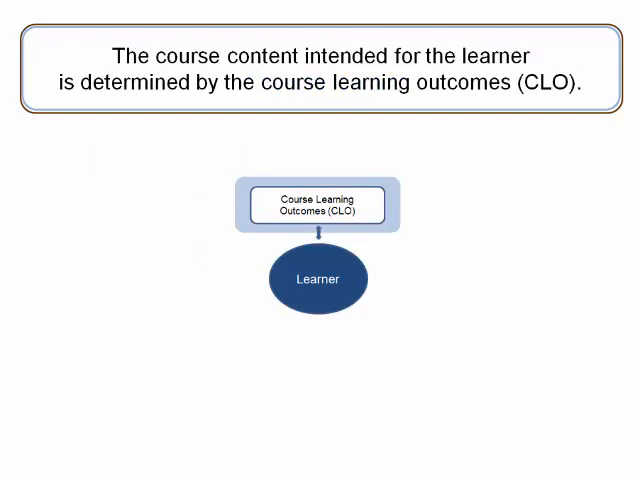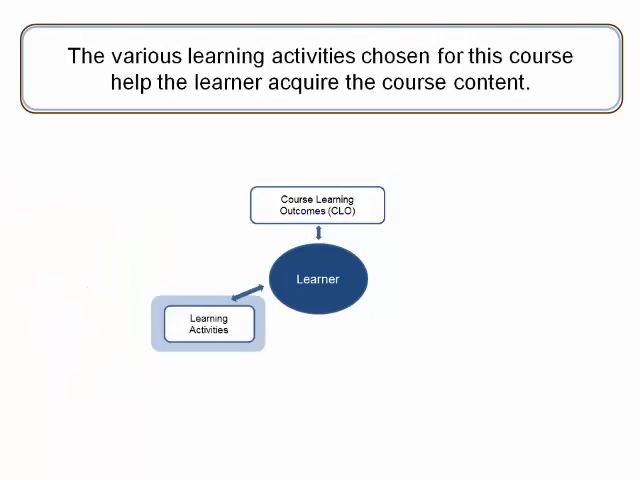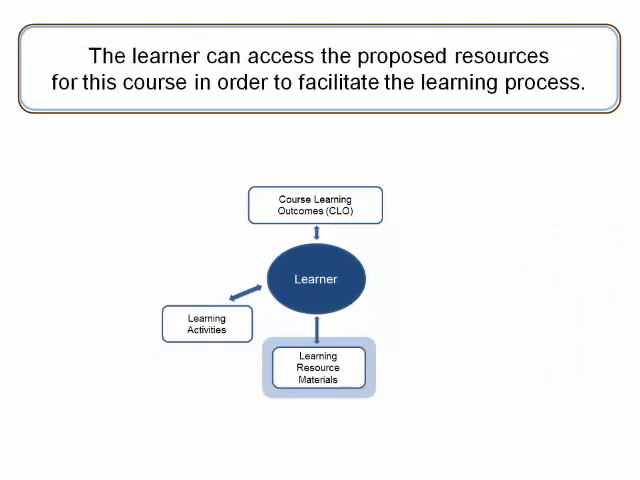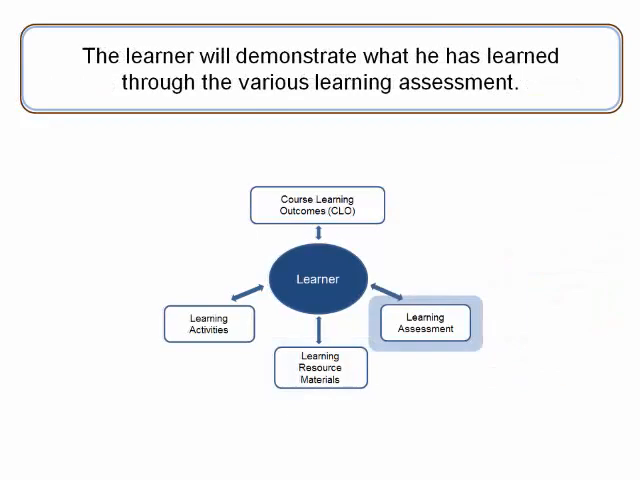The course content intended for the learner is determined by the course learning outcomes. The various learning activities chosen for this course help the learner acquire the course content. The learner can access the proposed resources for this course in order to facilitate the learning process. The learner will demonstrate what he has learned through the various learning assessments.